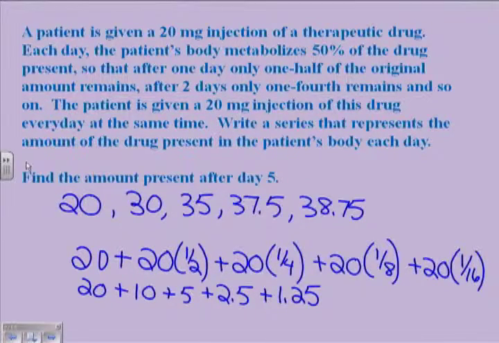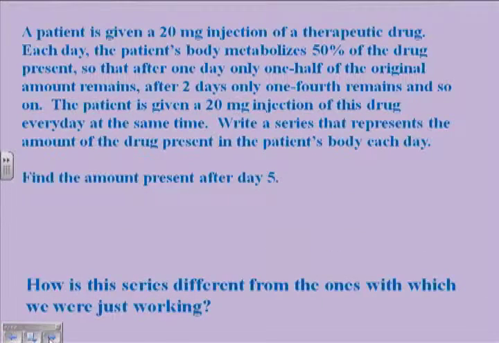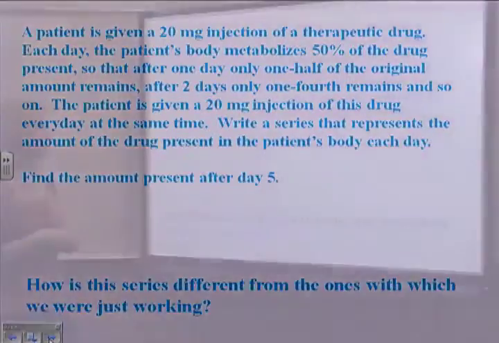And I think you can see what's kind of happening here, that we're going to settle in towards a value, and we will come back and revisit this particular problem. But then I have a question. It's going to pop up right here in these numbers I wrote. How is this series different from the ones that we worked with before?